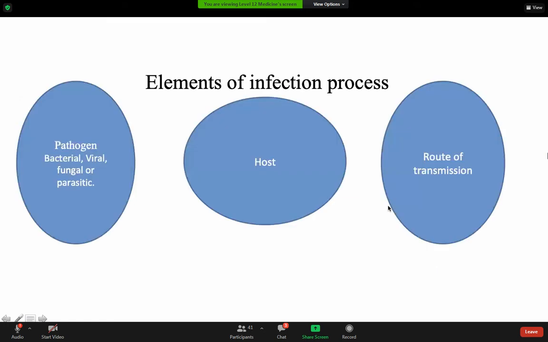Elements of infection process: we have the pathogen, either virus or bacteria or fungus, we have the host, which is the patient himself, and we have the route of transmission, which is either blood or lymph or others.